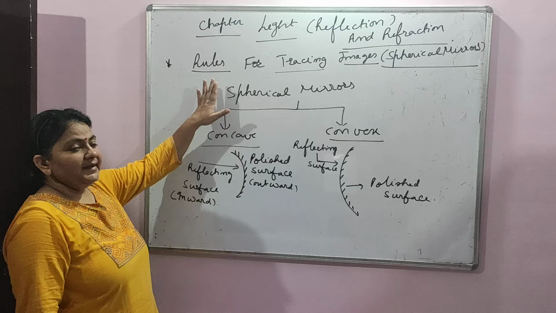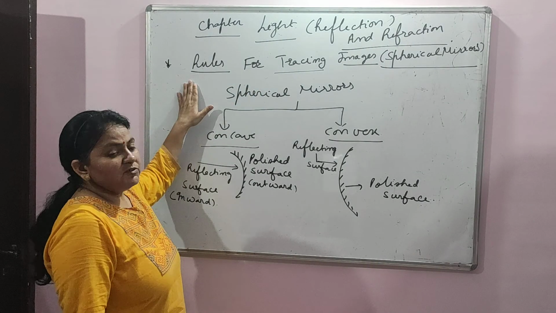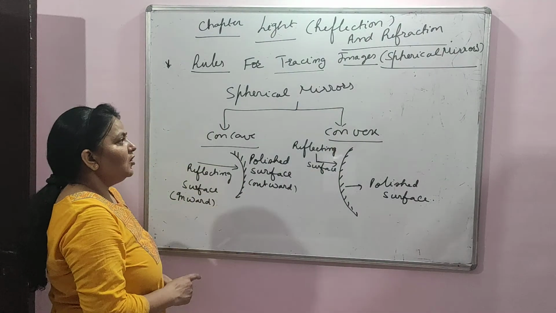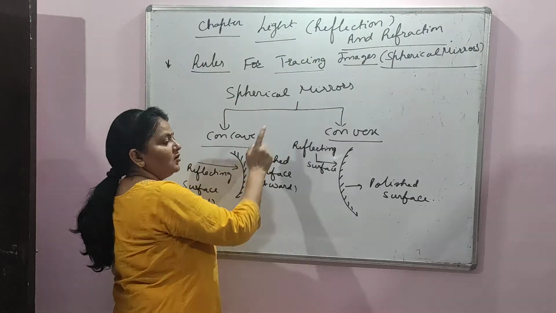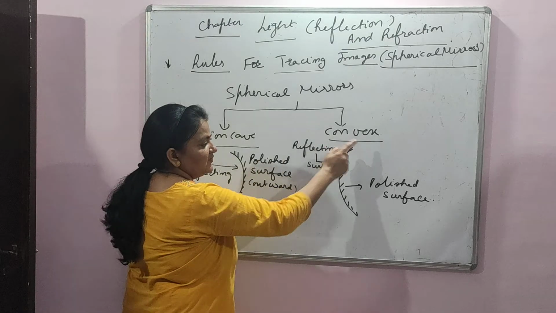We are starting the chapter Light, Reflection and Refraction of class 10. From this chapter, I am introducing today a topic: rules for tracing images, and that also for spherical mirrors. So today we are going to go through the rules for tracing images by spherical mirrors. Now all of us know that spherical mirrors are of two types, concave spherical mirror and convex spherical mirror.